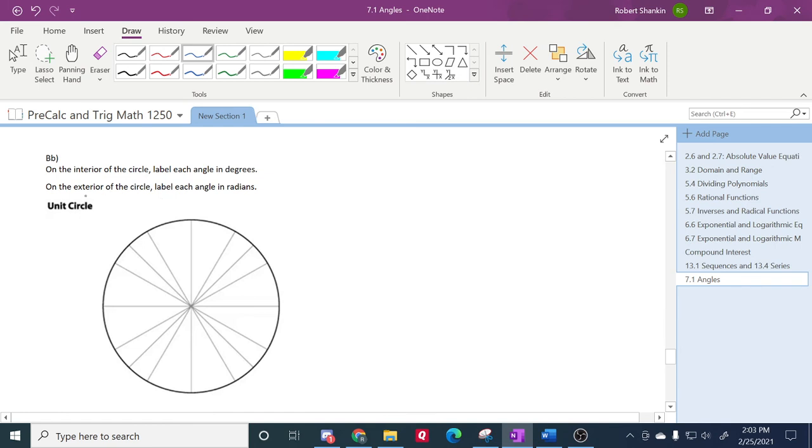All right. So the idea is label each angle. Like this is 0 degrees.